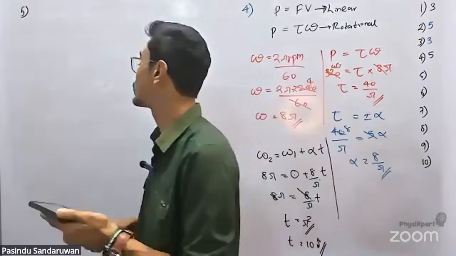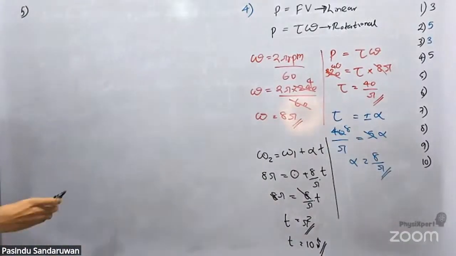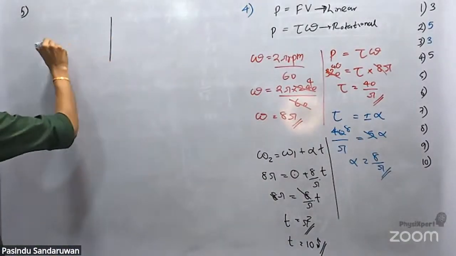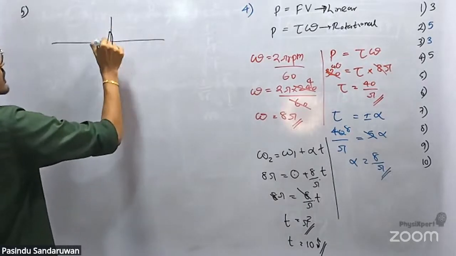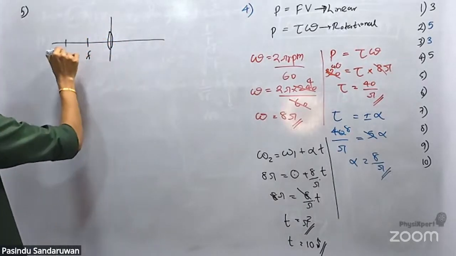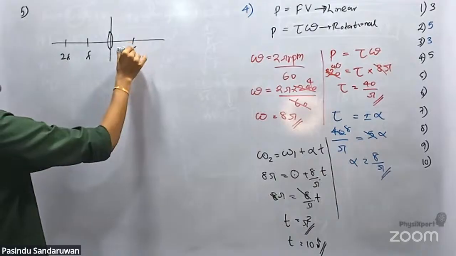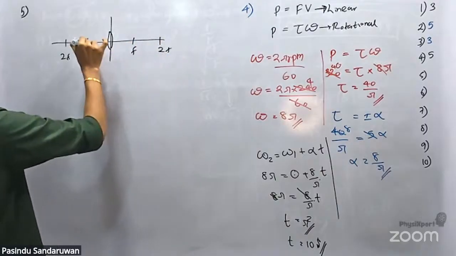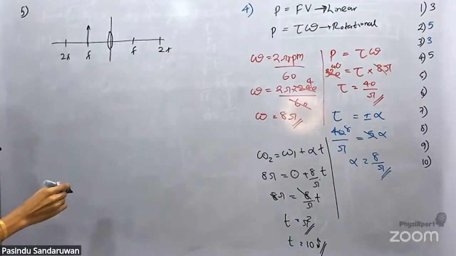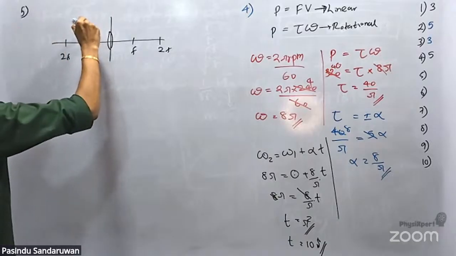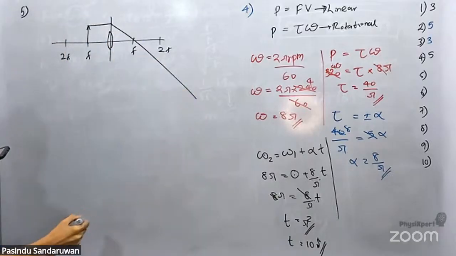So you should know these ray diagrams. If the object is kept at F, this is what happens.